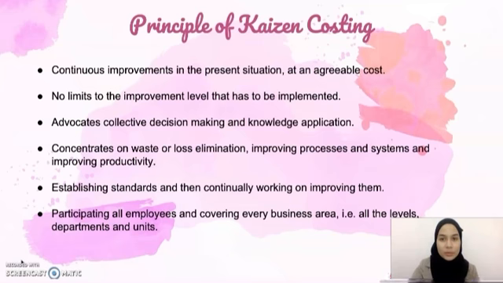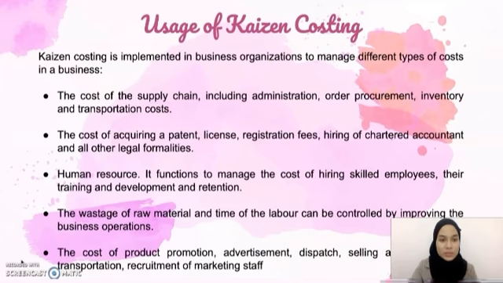Now I'm going to proceed with the usage of Kaizen costing. Kaizen costing is implemented in business organizations to manage different types of costs in a business. There are 5 types of costs. The first one is the cost of the supply chain, which includes administration, procurement, inventory, and also transportation costs. It regulates all the costs incurred in the production of goods and services, including the cost of machinery, tools, labor, raw material, and other equipment.